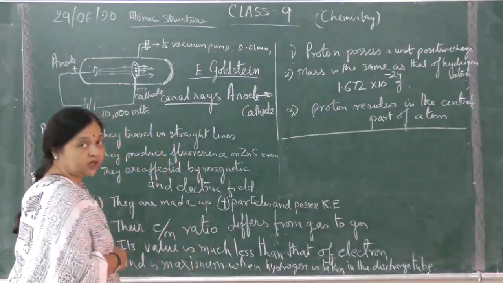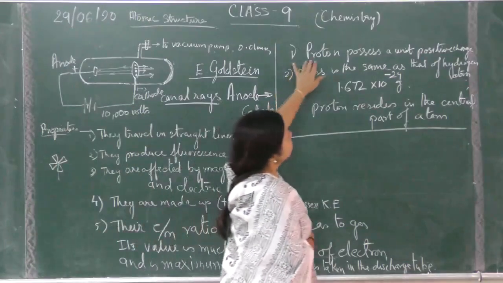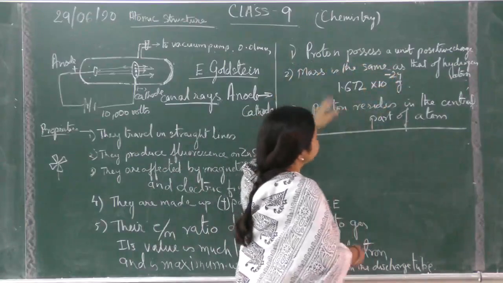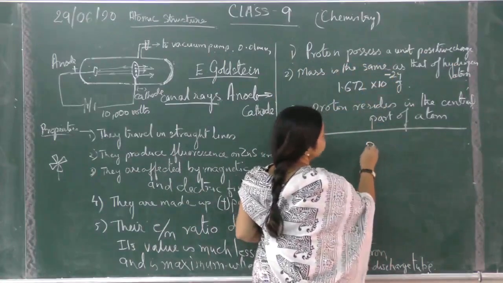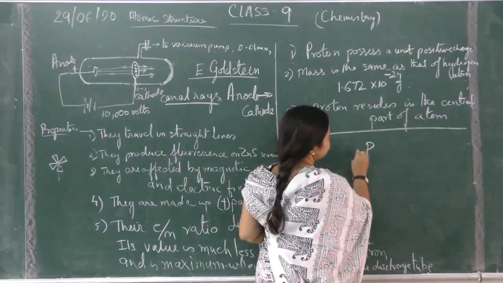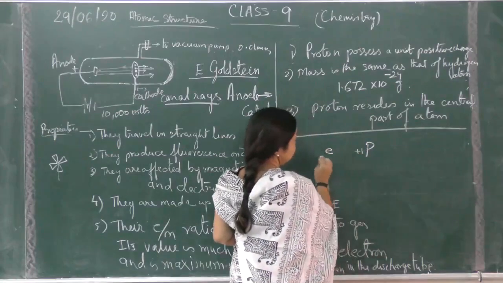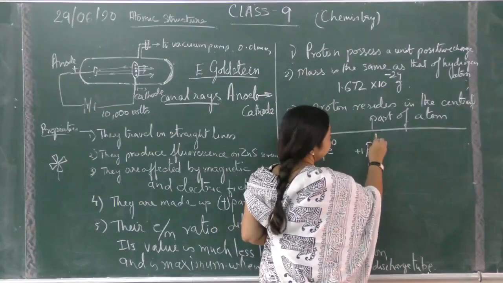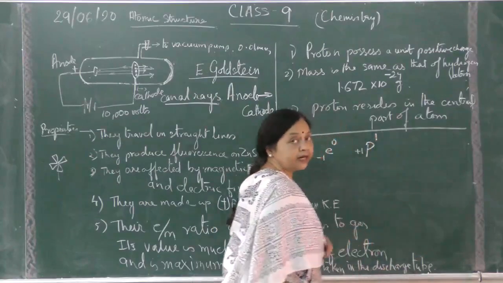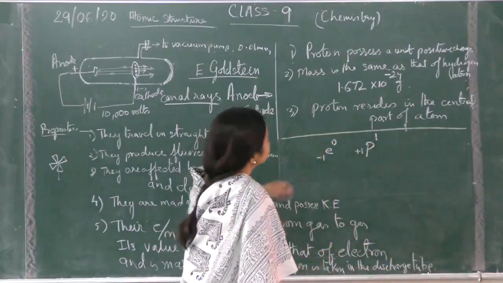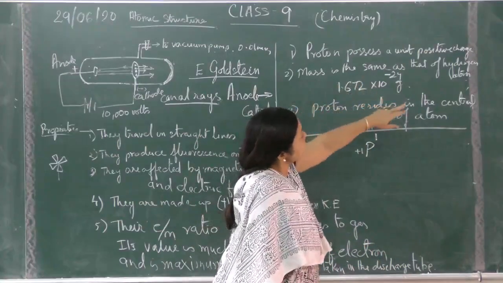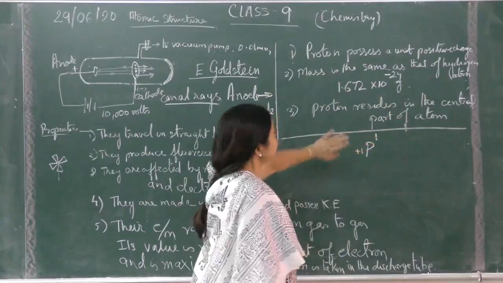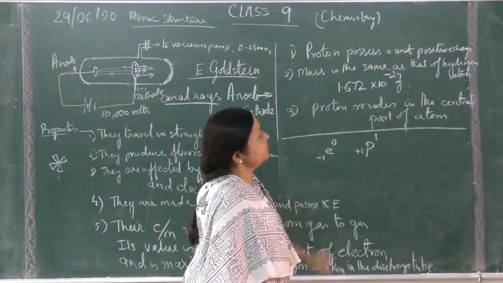From this, what was concluded? That the proton possesses unit positive charge. For the electron it is -1 and the mass is 0, and the proton has unit mass, equivalent to the mass of hydrogen. Its mass is the same as that of the hydrogen atom, 1.672 × 10^-24 grams. The proton resides in the central part of the atom.